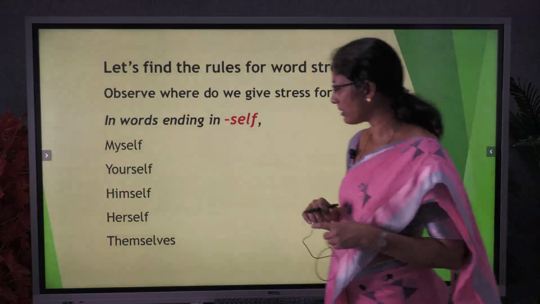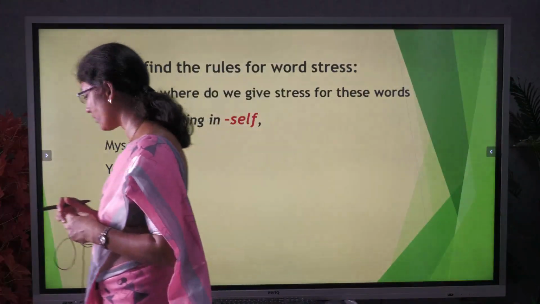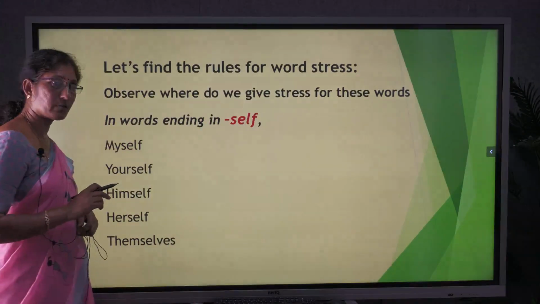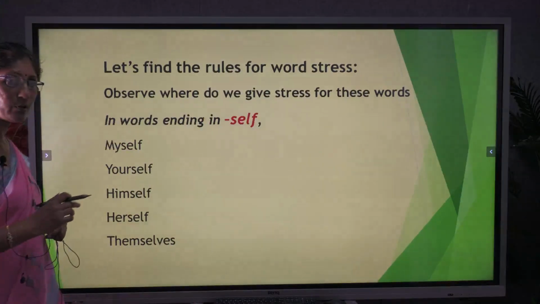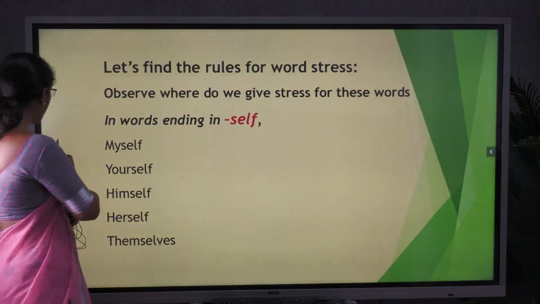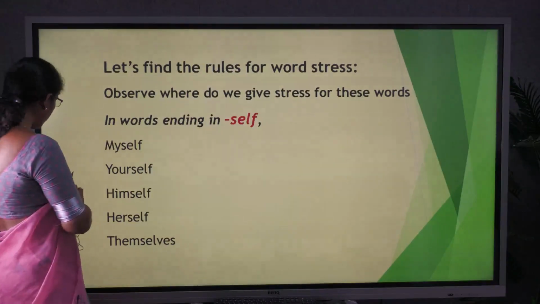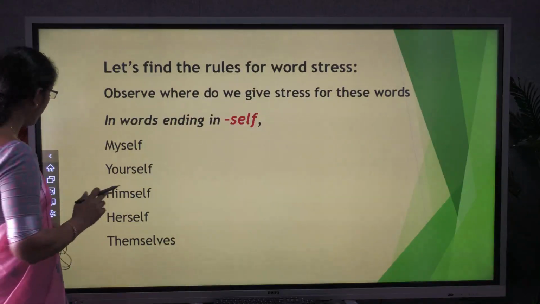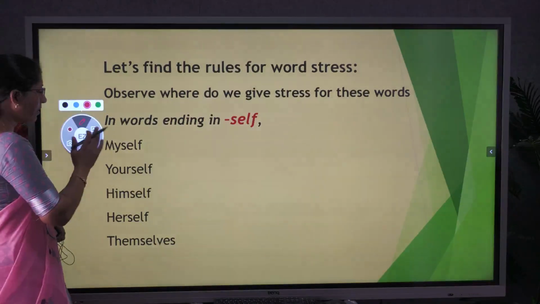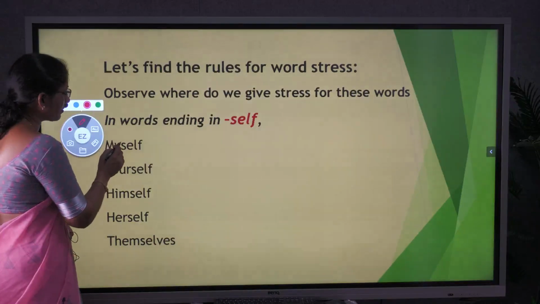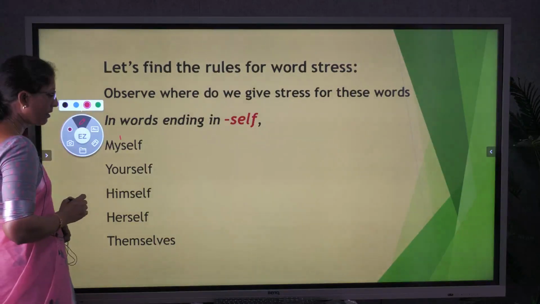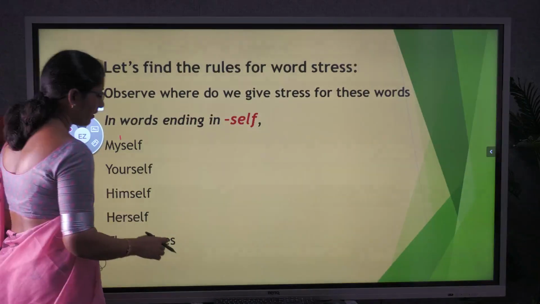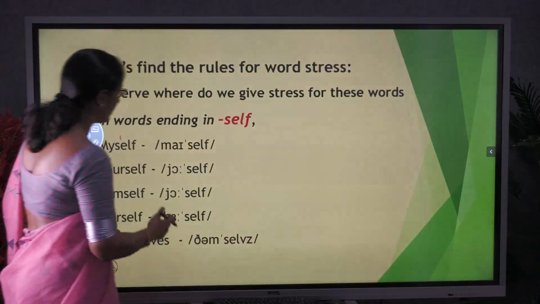See this, in these cases: myself, yourself, himself, herself, themselves. What does your intuition say? Can you utter this word as myself or myself? Yes, your ears accept it when you give stress on self, not my. All right, we'll see.